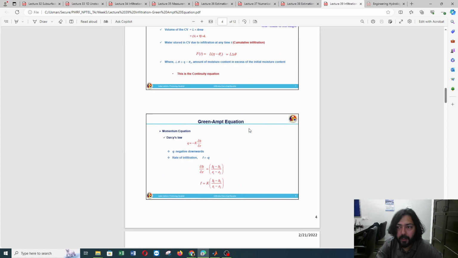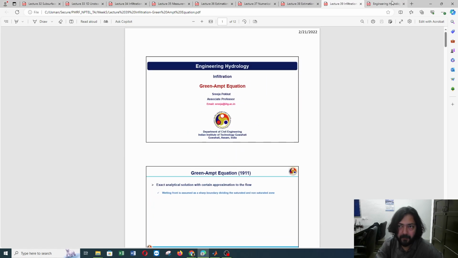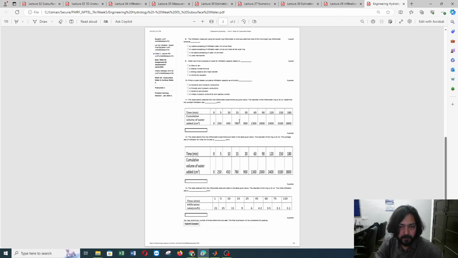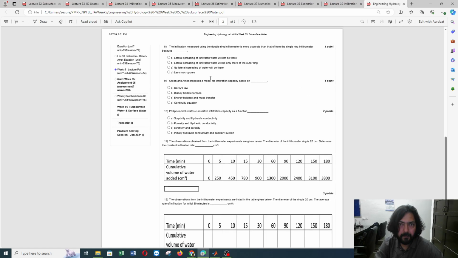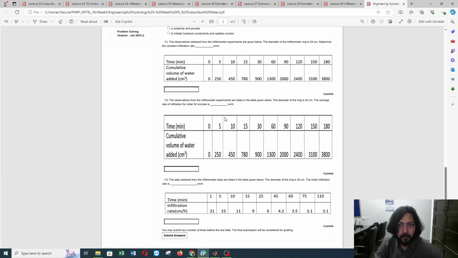Now we are going to look into a few numerical examples as well. If you want, you can solve this example. The observations obtained from the infiltrometer experiments are given. The diameter of the infiltrometer ring is 20 centimeter. Determine the constant infiltration rate, which is fc. They have given us time and the cumulative volume of water also. So we can solve this equation. If it's a numerical we want, we'll just adjust a few of the things here.